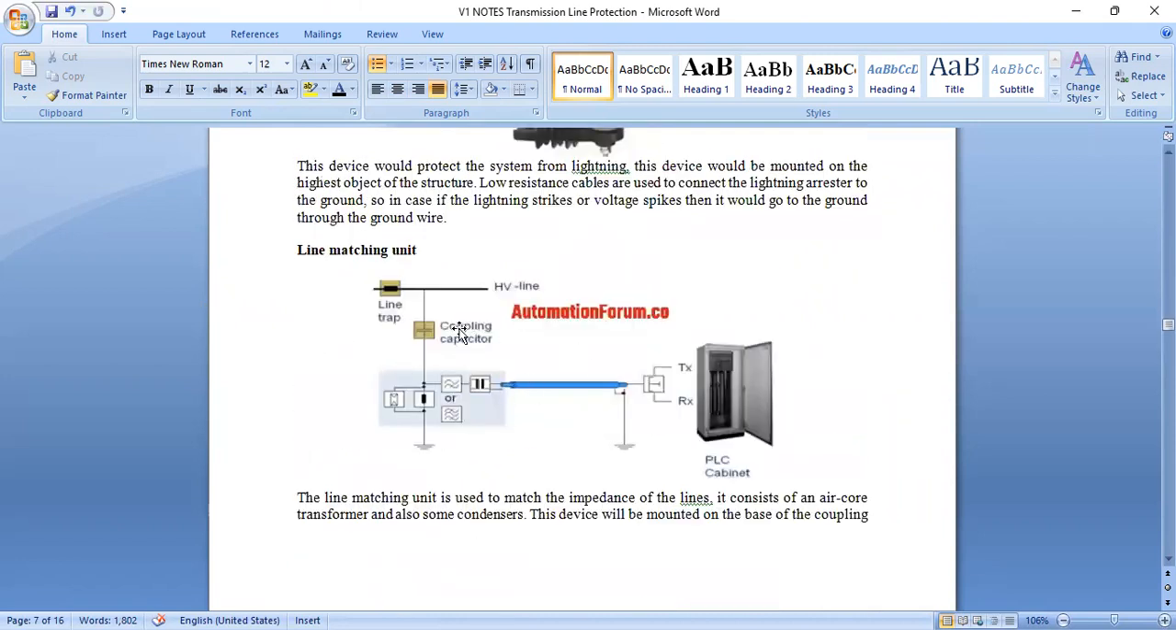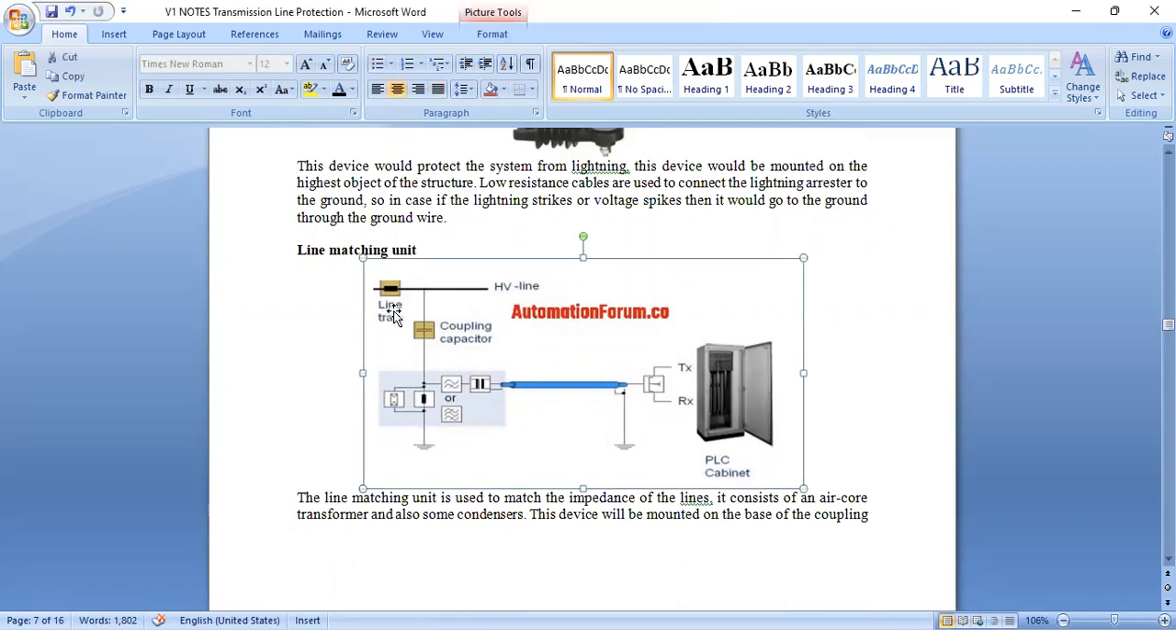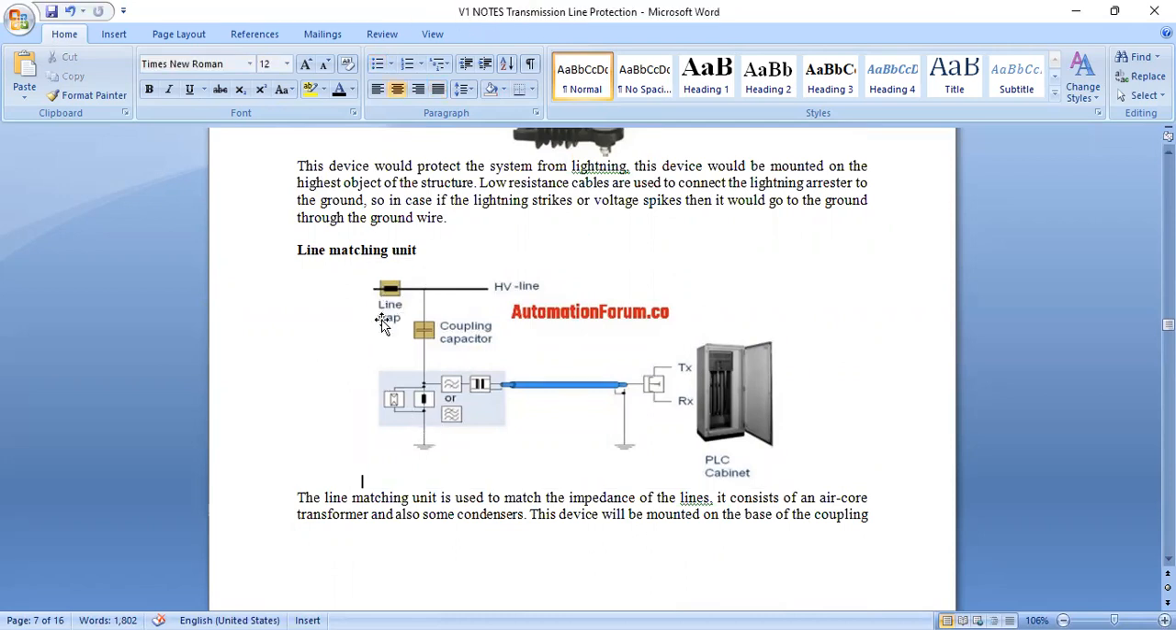Then the third one is the line matching unit. This is the line trap, that means the wave trap. This is the high voltage line, and this is the coupling capacitor. So we have to connect the data to the transmitter and the receiver end through the PLC cabinet.